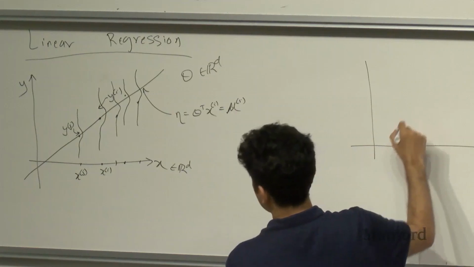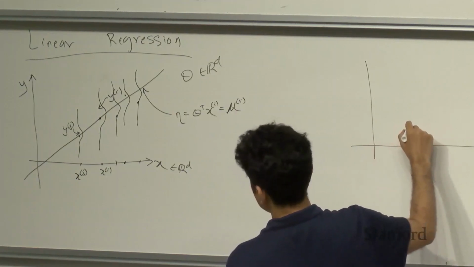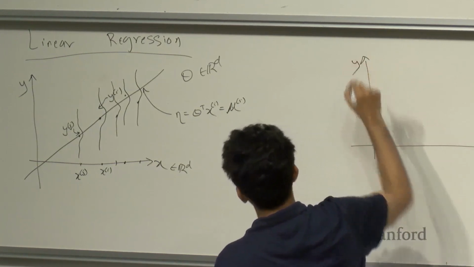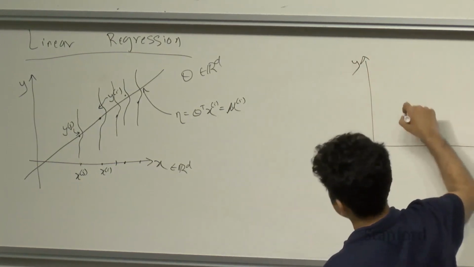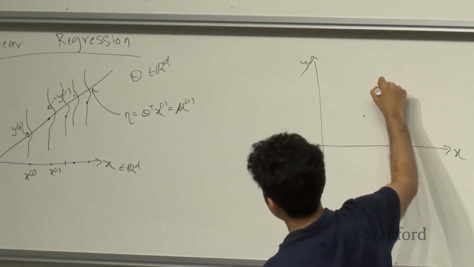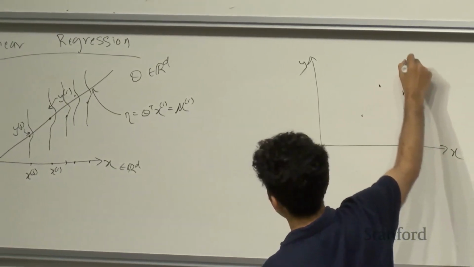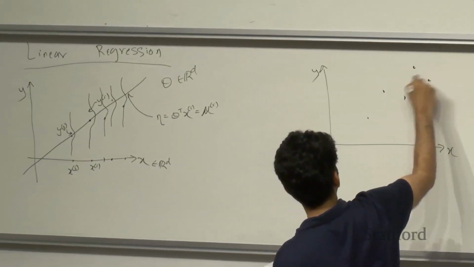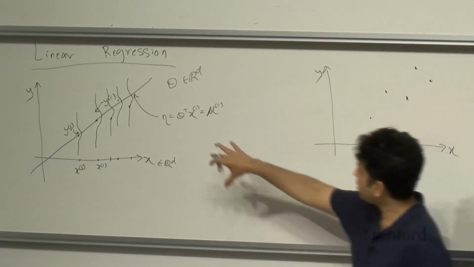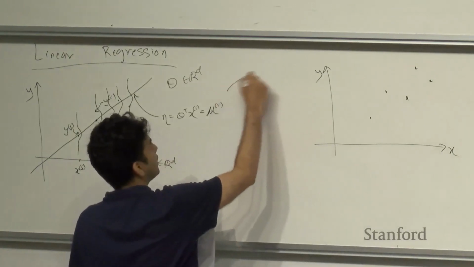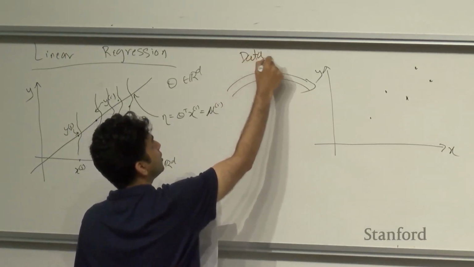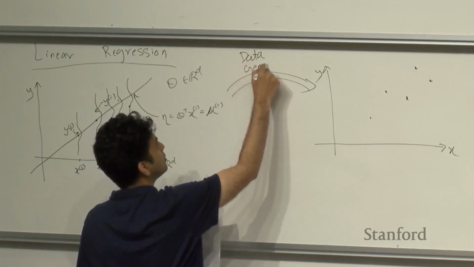From this we get, this is x, this is y. So I'm just going to try to draw those points again. Right, so this is x, this is y. The data was generated, so this is the data generation process.